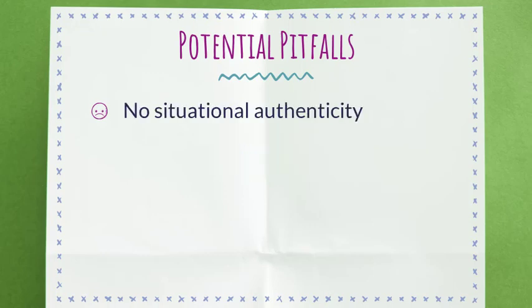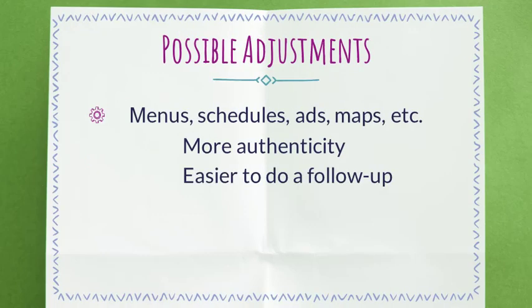Another pitfall is that it has no situational authenticity or no real-world connection. And on a related note, it is difficult to integrate it within a content-based lesson or unit. What follow-up could you possibly do? One way to increase authenticity could be to use menus, schedules, ads, weather maps, etc. In other words, things that we could more realistically be comparing out in the real world.